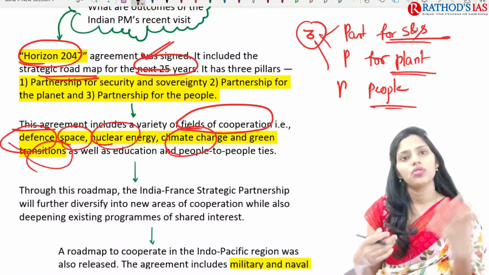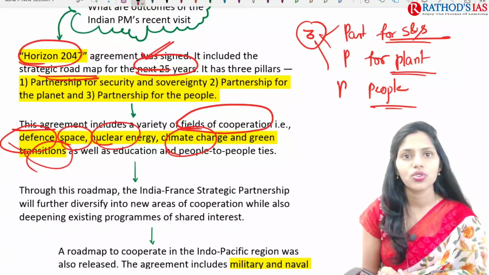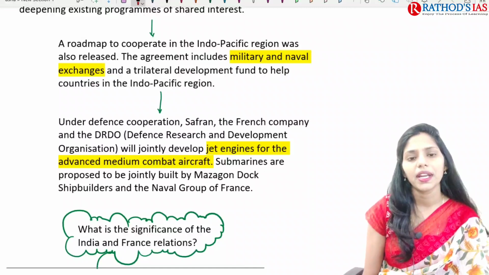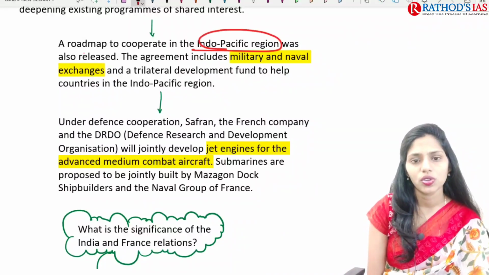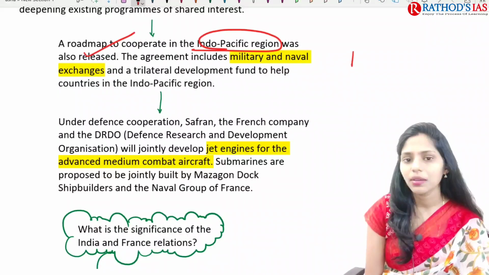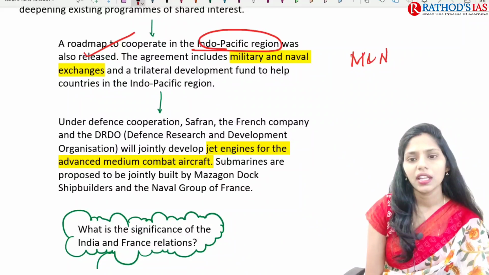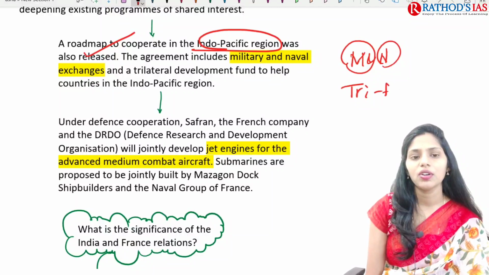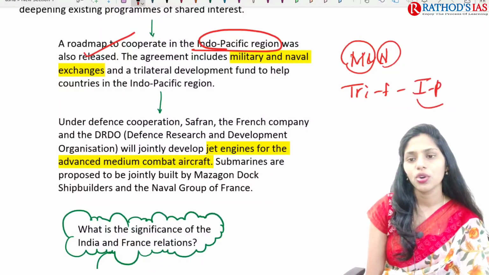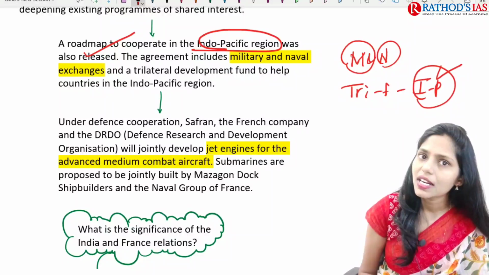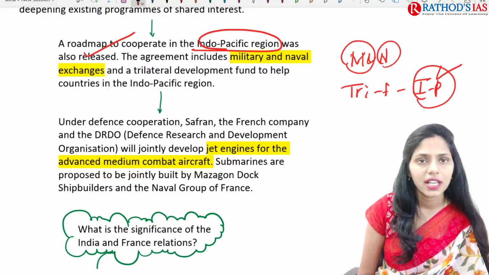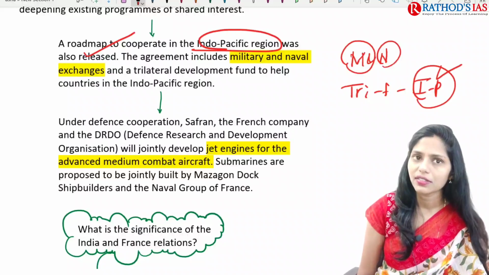So in future we are going to have good cooperation in other areas also, and a roadmap to cooperate in the Indo-Pacific region was also released, and we are having an agreement including military and even naval exchanges as well. And we are also having a trilateral fund to help countries present in the Indo-Pacific region. Especially countries in this region are facing a lot of threats. For example, they are facing a security threat as well as a threat because of rising sea levels.